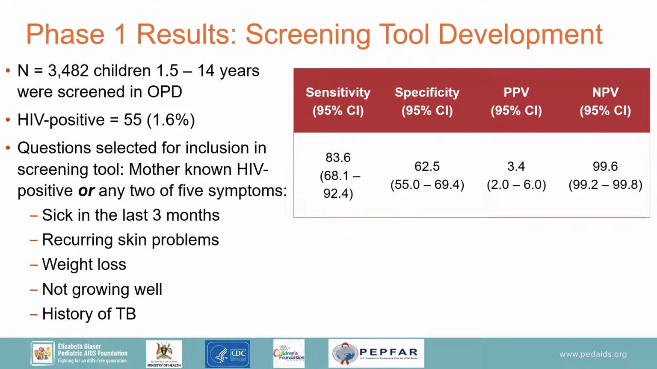We screened and tested a total of 3,482 children between 1.5 and 14 years old. 55 children tested positive. The best predictive tool was based on mother's HIV-positive status or any 2 of the following symptoms. Maternal HIV positive status was automatically included in the screening tool. Using variable selection methods, we selected the subset of questions with the best predictive accuracy from a set of all possible combinations.